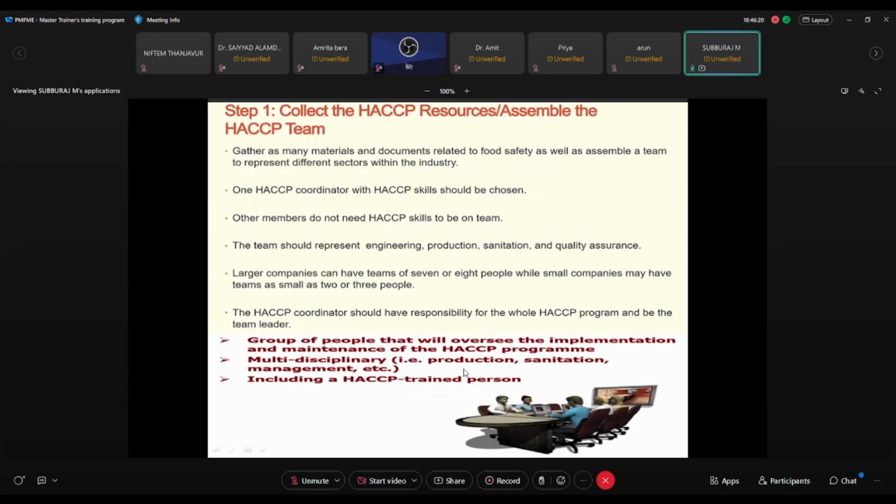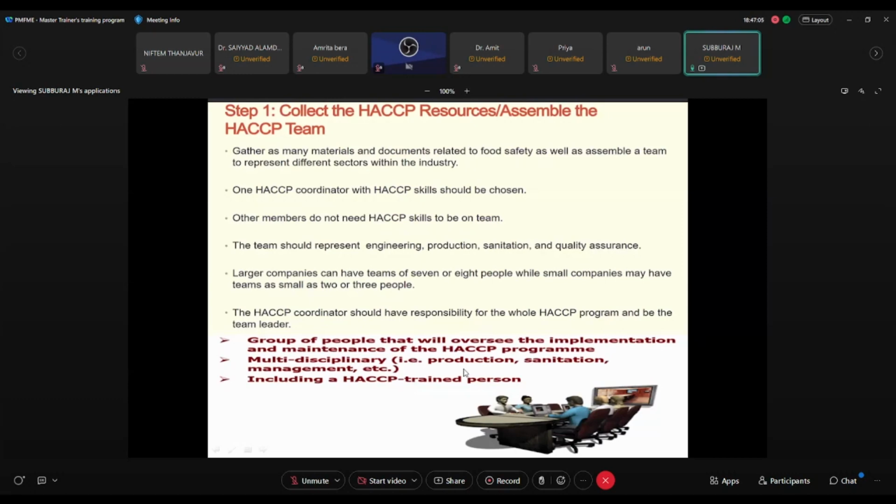Then you have to assemble the HACCP team. Assembling the HACCP team means you have to take members from every section of the industry. If there is a person from the engineering division, you have to take him. If you are responsible for production, you have to take him. If he is a plant operator, we have to include him. Sanitation and cleaning facility is mandatory. If he is a microbiologist, essential. If quality assurance, we need them. One of the guys from storage is very important. If it goes for transportation, it is mandatory for him.